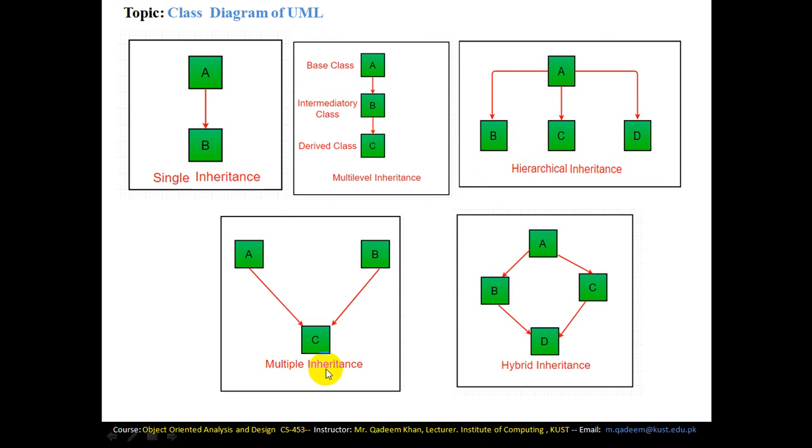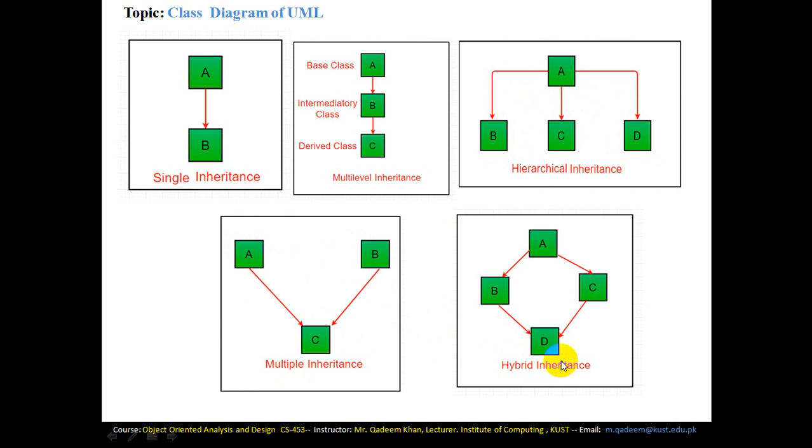This is called multiple inheritance. Multiple inheritance means C has two parents, A and B. This is not multiple inheritance. Most of the students get confused and take it as multiple inheritance. That means B and C, A has more than one child. So that's why it is not multiple inheritance. In fact, if C has more than one parent, then it is called multiple inheritance.